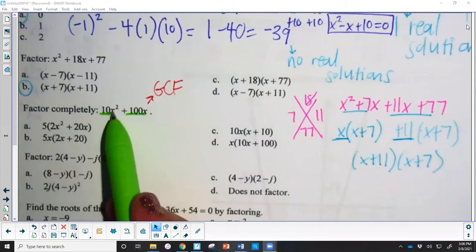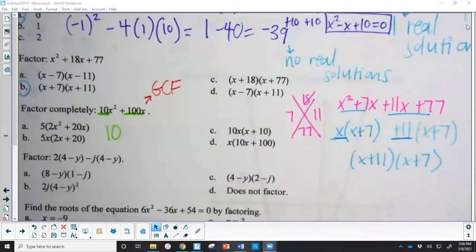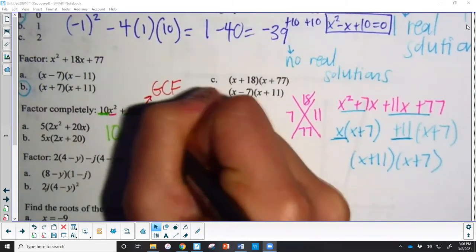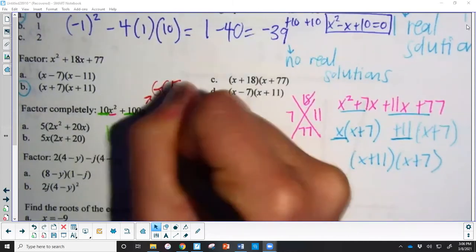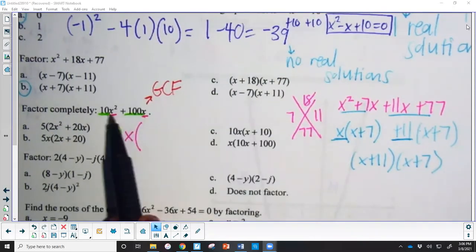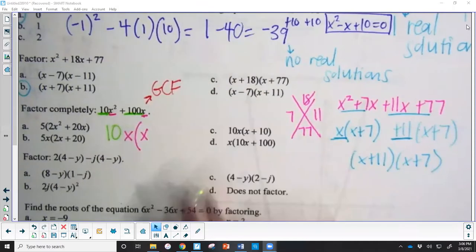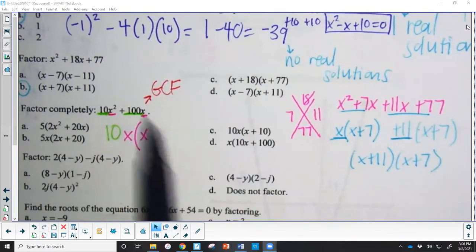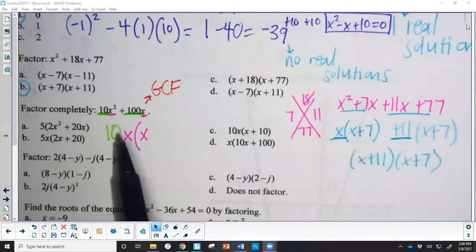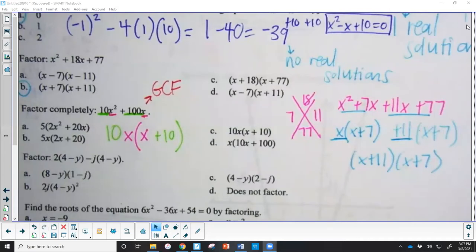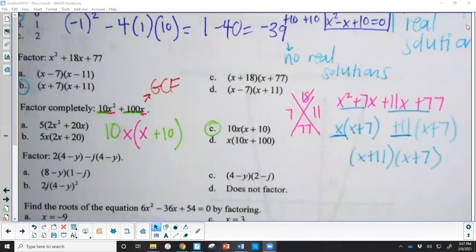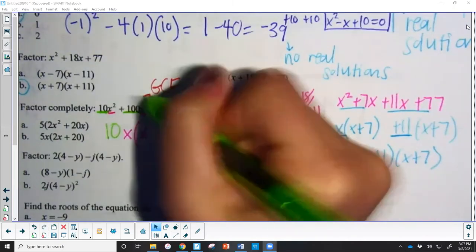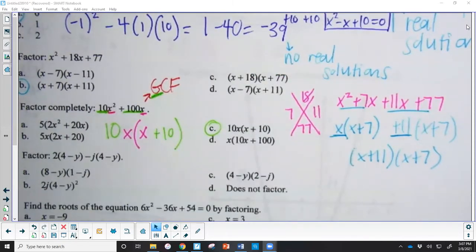Then x squared and x both have, let me underline those, an x in common. X times what gives me x squared? Well, that's going to be x. Here, I don't have any x's left over because x times 1 is going to give me x. But 10 times what gives me 100? Well, that's going to be 10. And that's why C is the best answer choice for that one. You have to make sure you pull out the greatest common factor, that G part, greatest common factor.